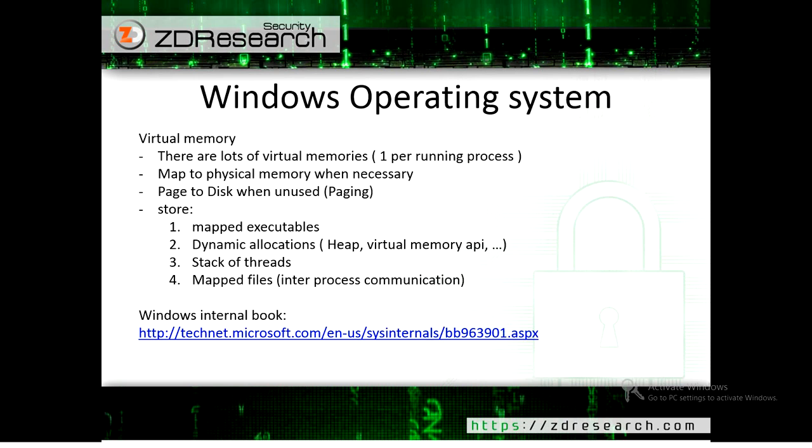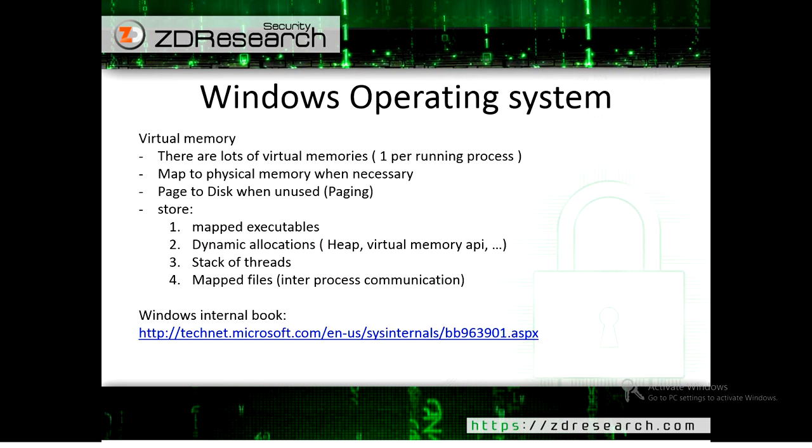Virtual memory stores various types of data. Here we have some categories of such data that the virtual memory of a process can contain: mapped executables, dynamic allocations, stacks of threads, and mapped files. Mapped executables are the executable and modules that a program is going to run, and they are mapped exactly as they are into the virtual memory.